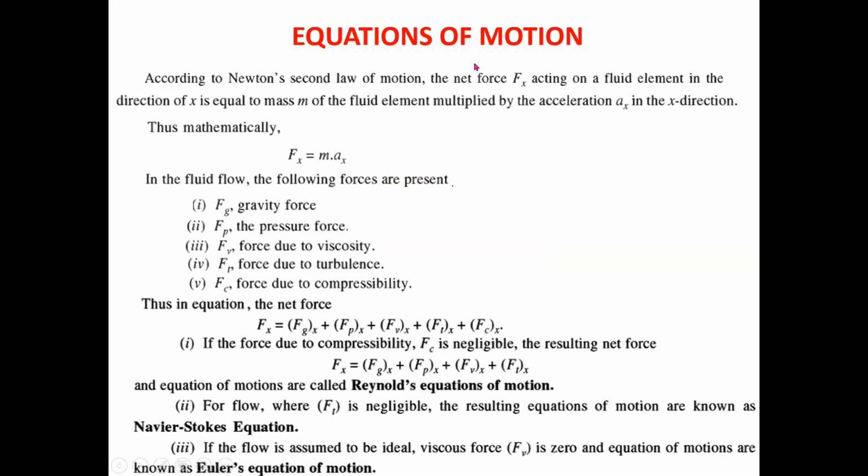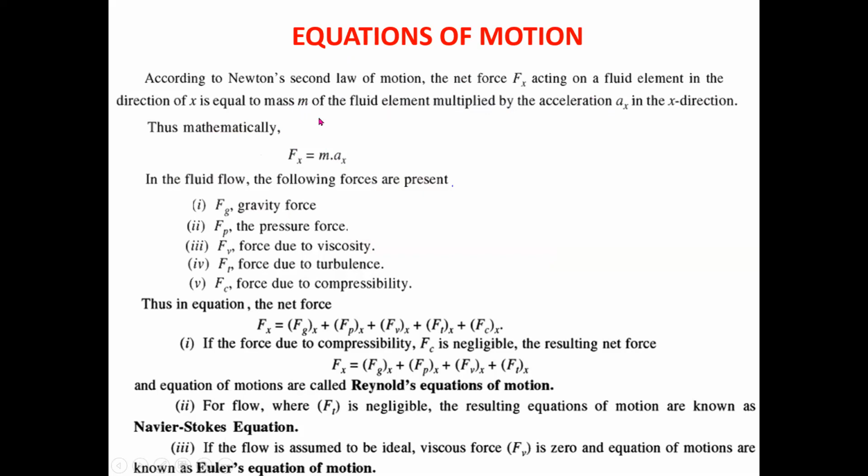Next, we have the equations of motion. When a fluid is flowing, we need to see which types of forces are there. That comes under this part, the equation of motion. We are going to use Newton's second law of motion, that is F = ma. The net force acting on a fluid element in the direction of x, that is Fx, is equal to the product of mass and acceleration in the x direction. This is the general equation of motion which you are going to use, Newton's second law of motion, F = ma.